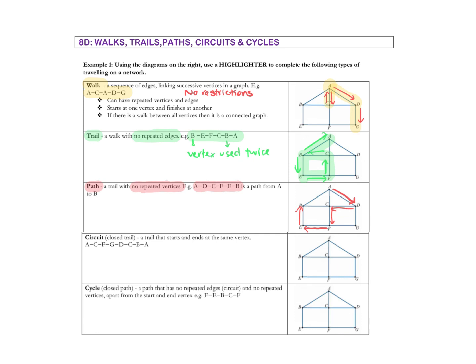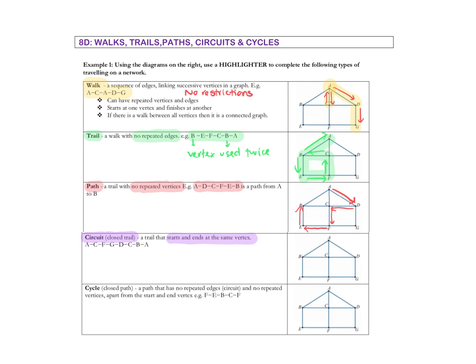Now we've got these last ones. The first is a circuit, which is a closed trail. In electronics you have a circuit breaker, because the connection is broken. A circuit is where you come back to the start; it's joined. Remember, a trail has no repeated edges, so a circuit is a trail that starts and ends at the same vertex.